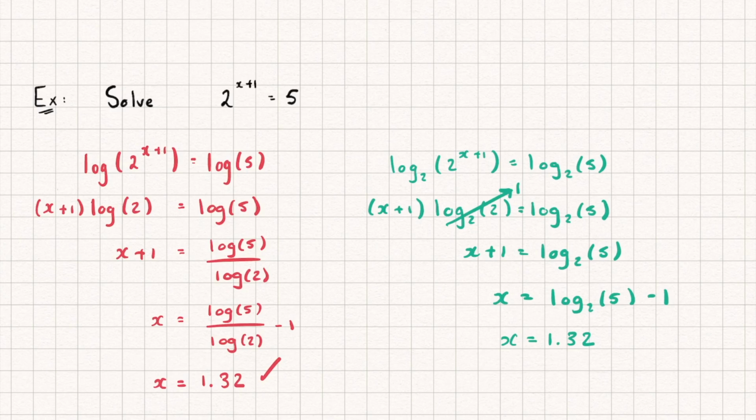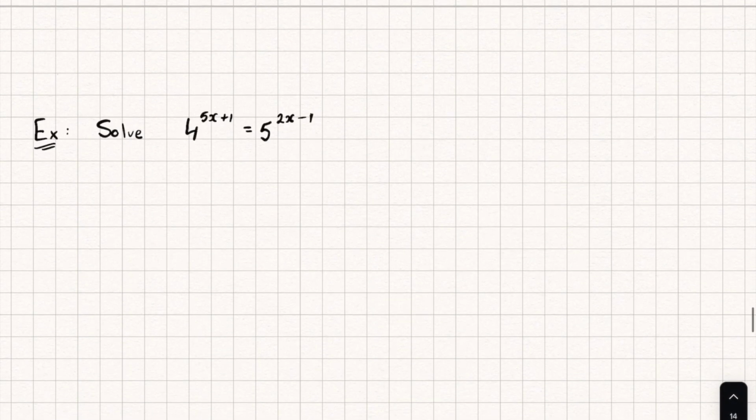Let's look at another question that's maybe a bit trickier. So here we're asked to solve 4 to the power of 5x plus 1 equals 5 to the power of 2x minus 1. Now, again, I could choose to use logarithms base 10, but for the sake of this, I'm going to choose to use logarithms base 4, because that's going to simplify this a bit.